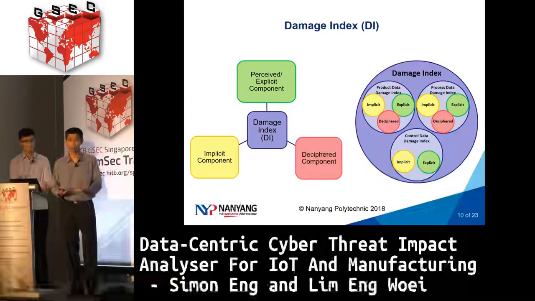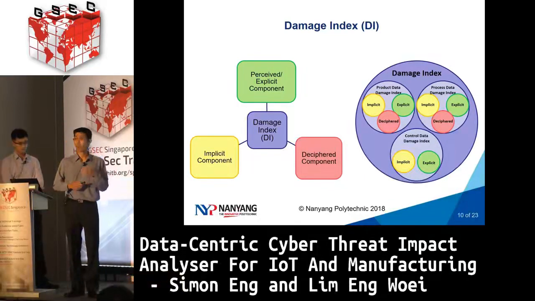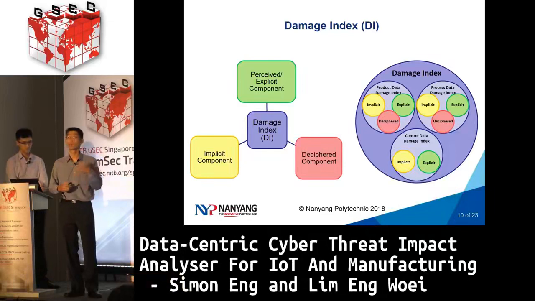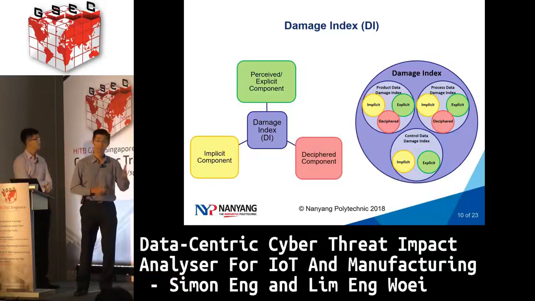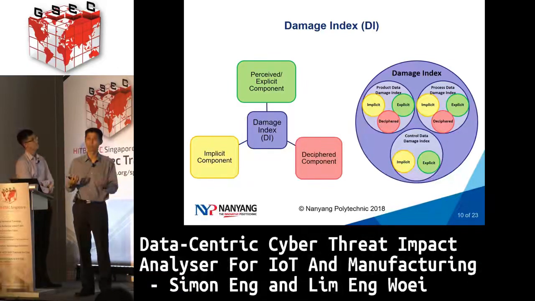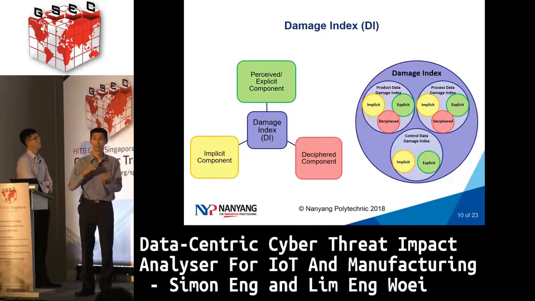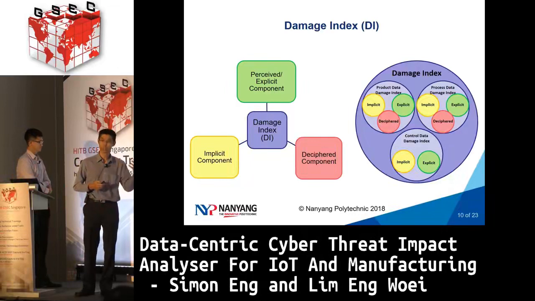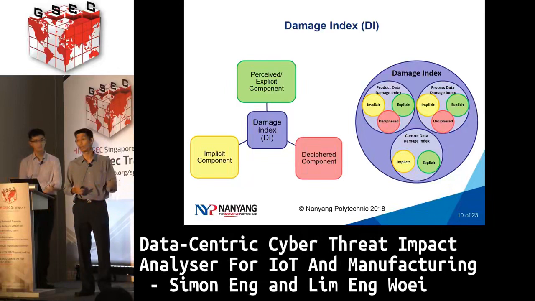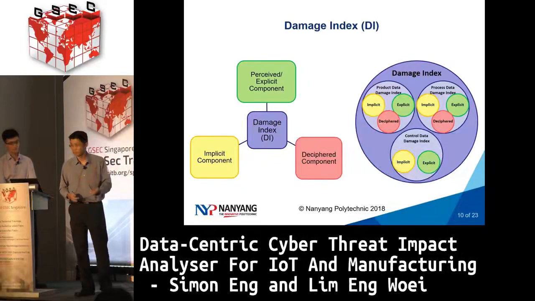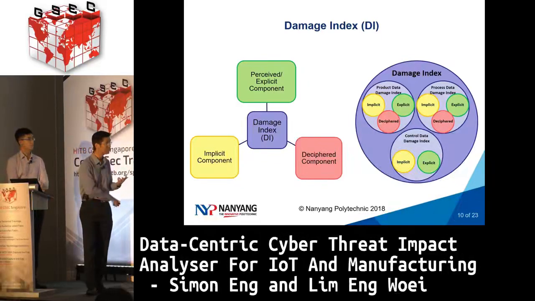And because they're not modeled properly, there are a lot of gaps. We're not covering some of the vulnerabilities that we need to take care of. So that's why we decided to break the data into three main types. All right? So for each of the other two, process and control data, we are saying that we also need to take care of decipher, implicit and explicit.